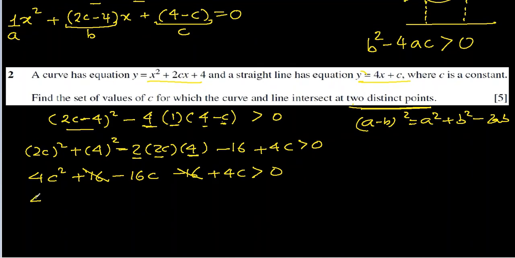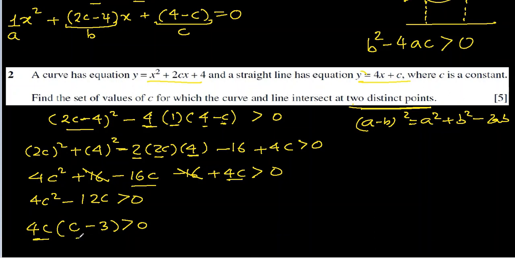So 4c square minus how much? 16 plus 4, so minus 12c is greater than 0. Now we have just two terms here, so let's take 4c common out of them. That is the GCF of the two. 4c taken, so we are left with c minus 3 greater than 0. These are the two factors of this expression.